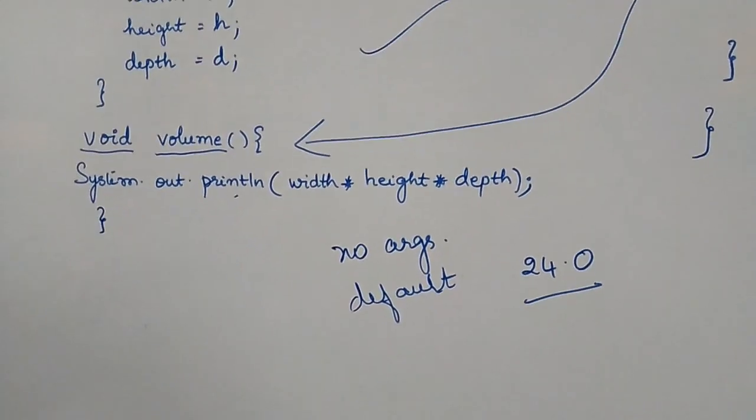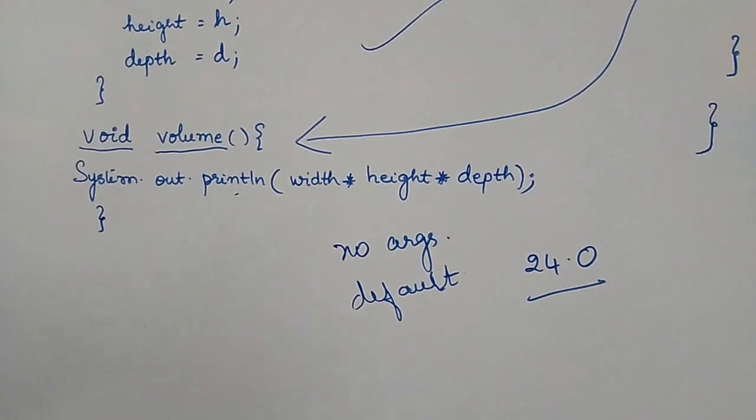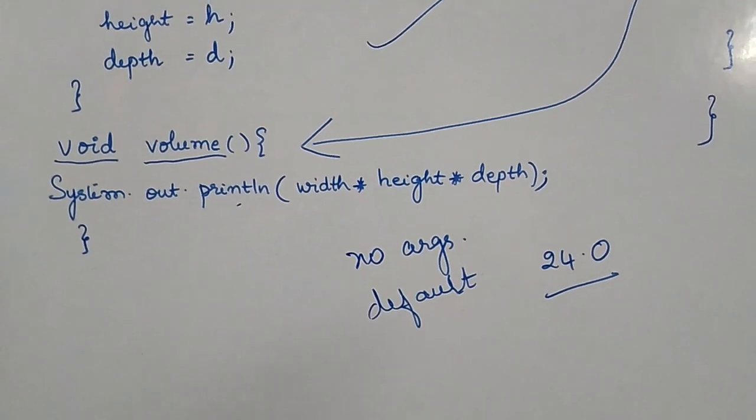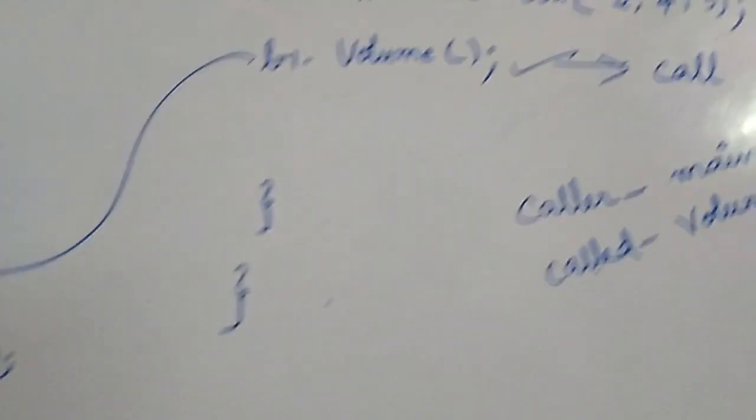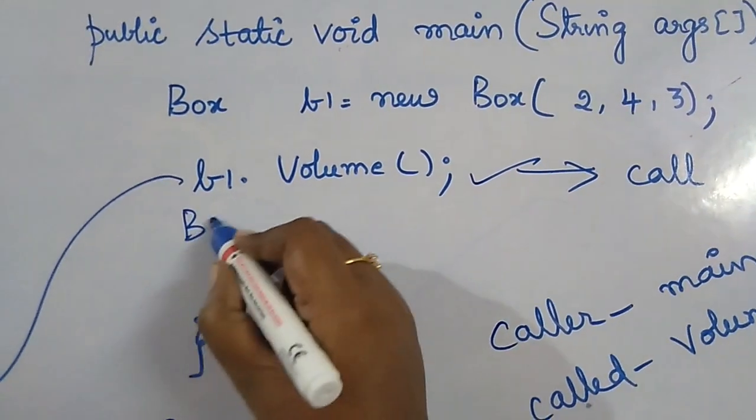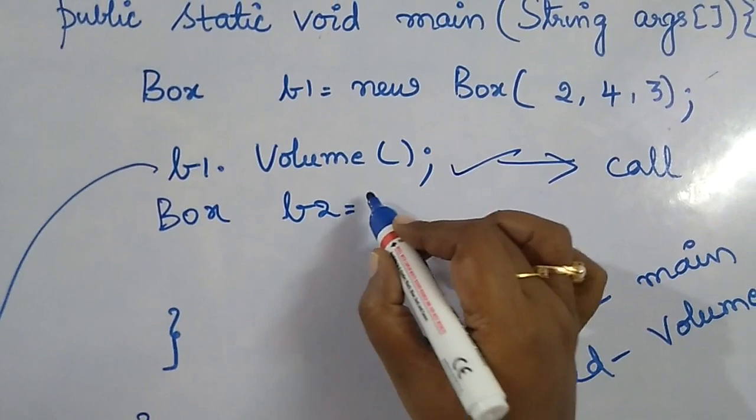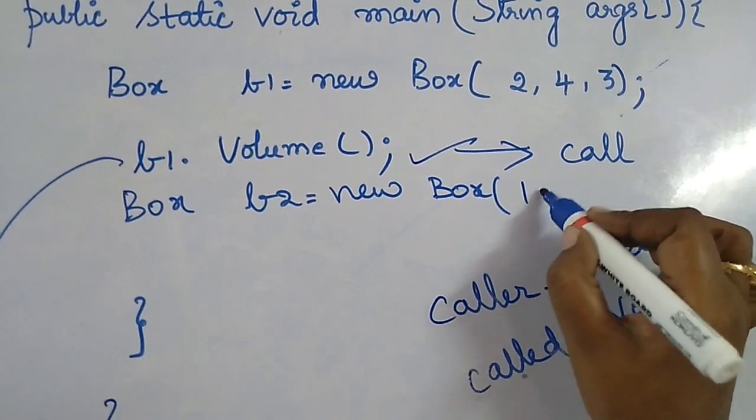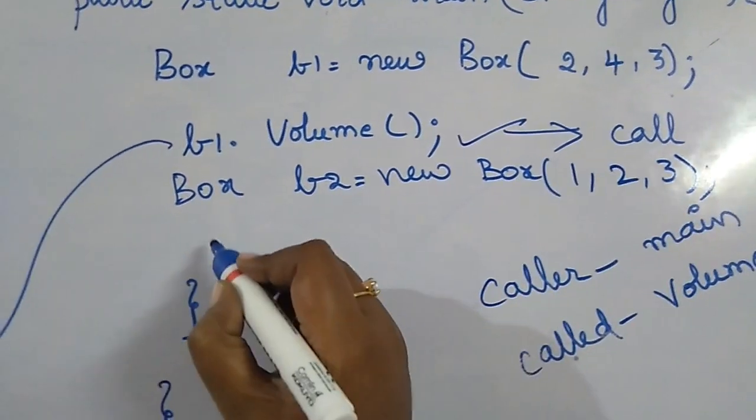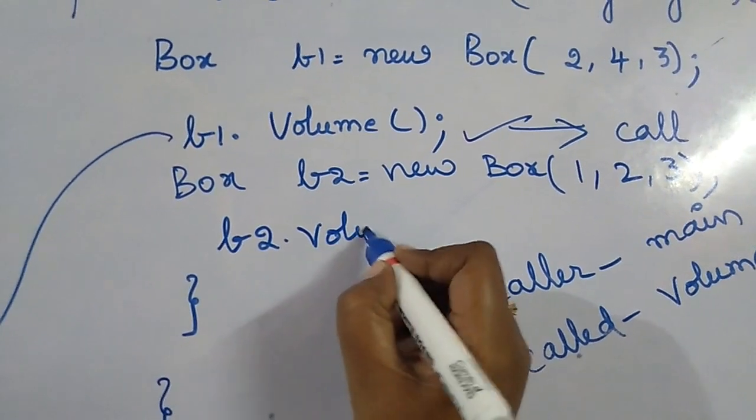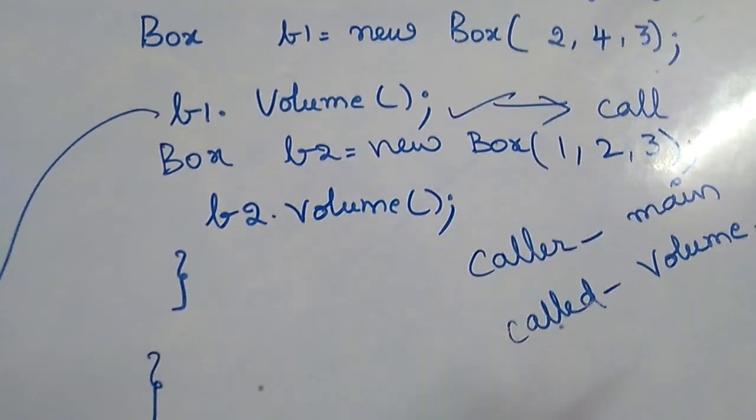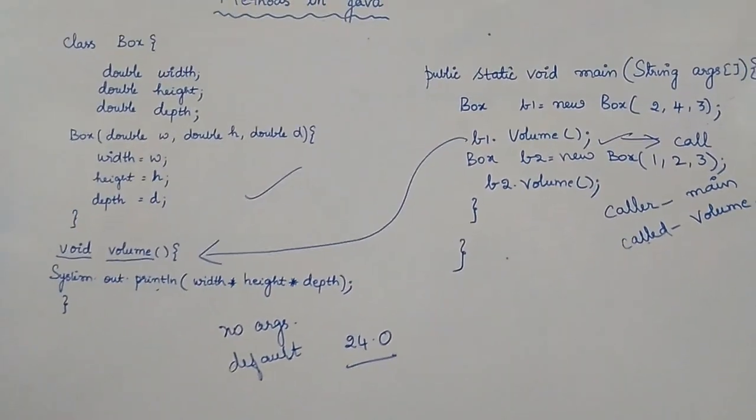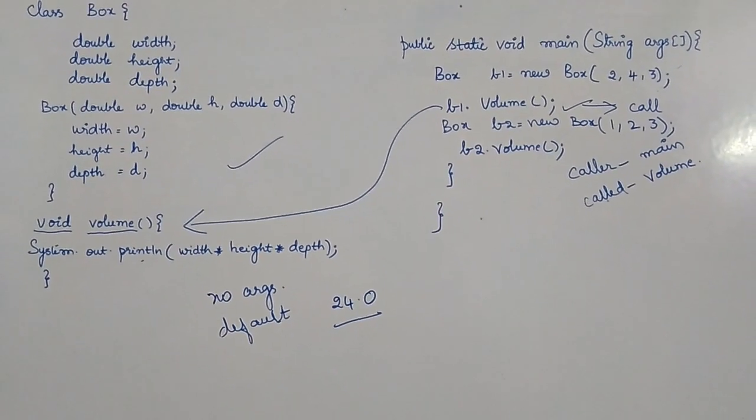Now I told you what is the purpose of the method. The purpose of the method is that the same piece of code I can call n number of times, rather than writing it again and again. In the same way, I can create another object, saying Box b2 is equal to new Box. Now I can have different values. I can say 1, 2 and 3, and now I can say b2.volume. Now this volume method will be called for the instance variables width, height and depth with values 1, 2 and 3. So the same piece of code is called many times.